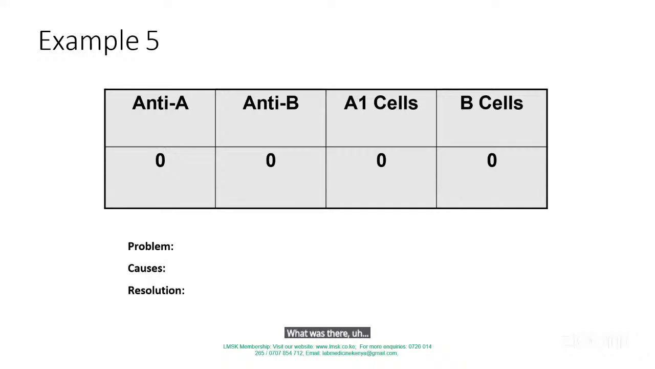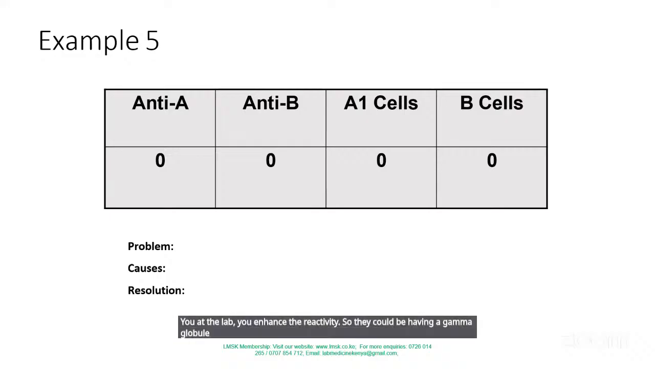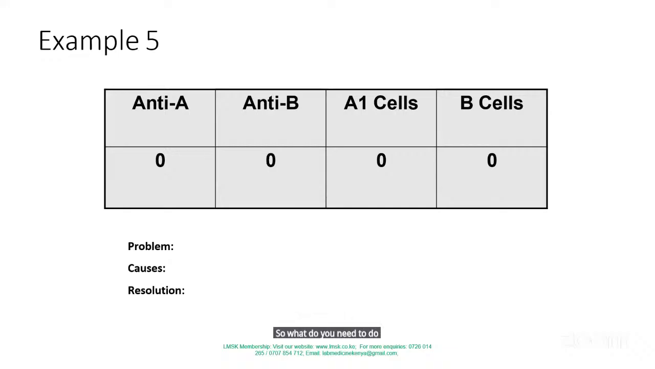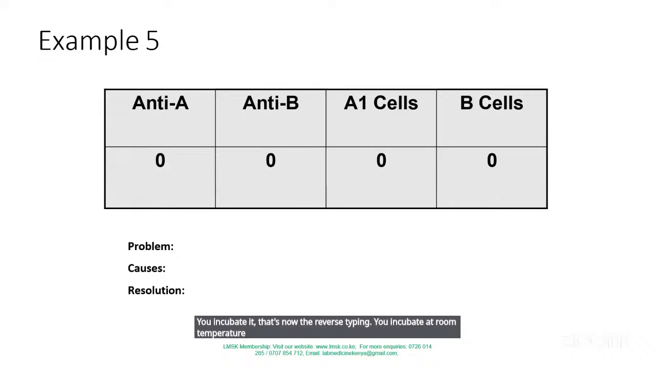And then apart from that, very key in the lab, because that is now for the clinician, you at the lab enhance the reactivity. They could be having agammaglobulinemia, but with a very low concentration of antibodies. So what do you need to do? You need to enhance the reactivity. You incubate it, that's now the reverse typing, at room temperature for around 30 to 60 minutes, and then reread again.